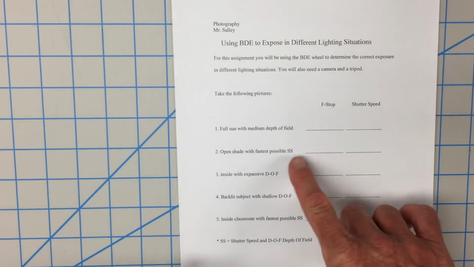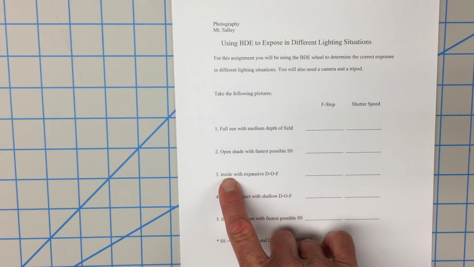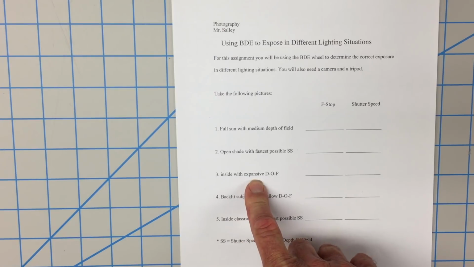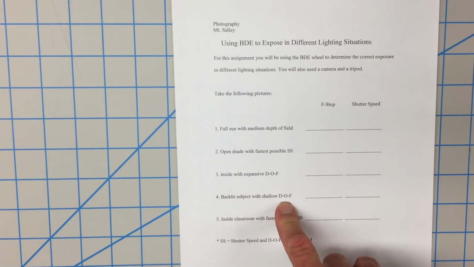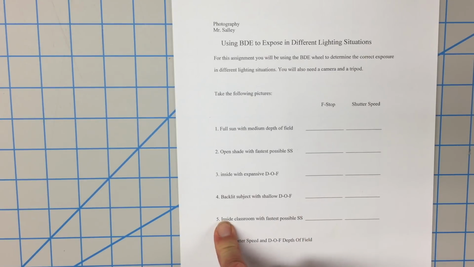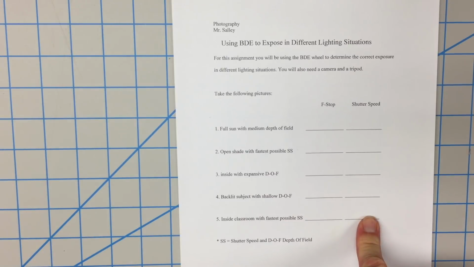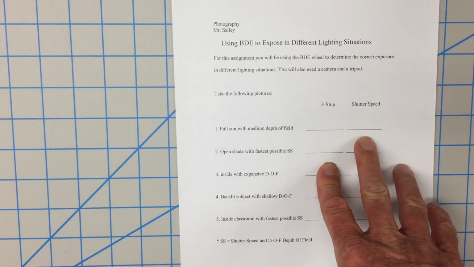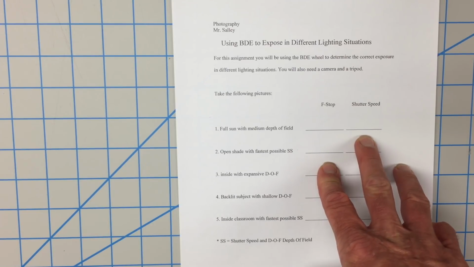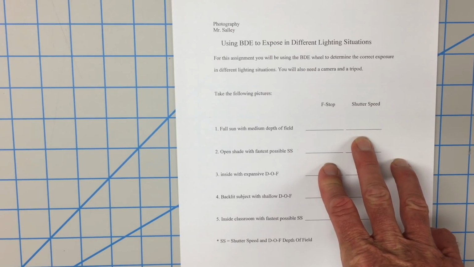Okay. So do the same thing for the other ones. Figure out the exposure if we were inside with expansive depth of field, a backlit subject where you're exposed for the shadows with shallow depth of field, inside the classroom with the fastest possible shutter speed. So figure those out, write down those combinations, then grab a camera, and on your camera, make sure that you're shooting in manual mode. Make sure that you've gone in and set the ISO.